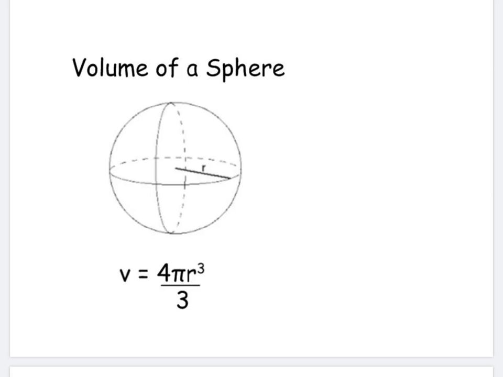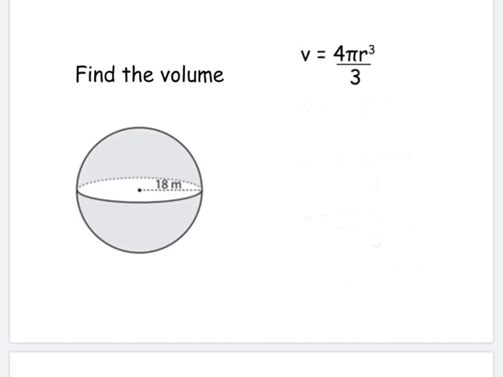Volume of a sphere is the last thing we're going to take a look at here, and this is completely different than any other figure we did. It has its own formula. The formula is volume equals 4 pi r cubed this time, divided by 3. So let's take a look at an example of a sphere.